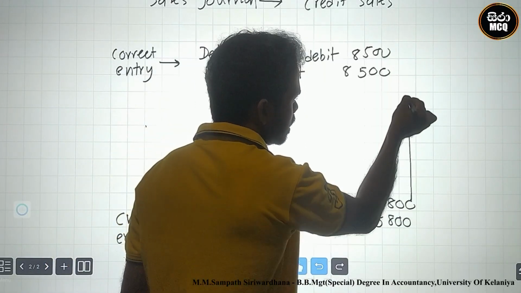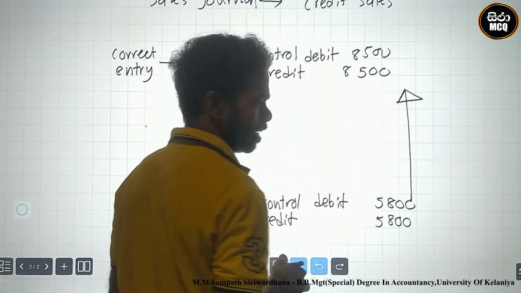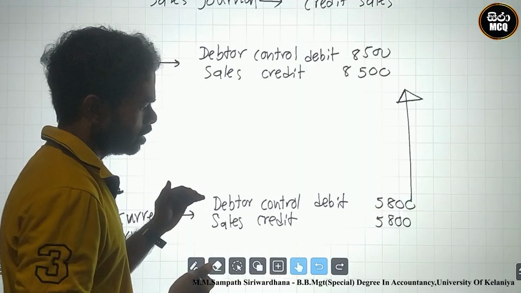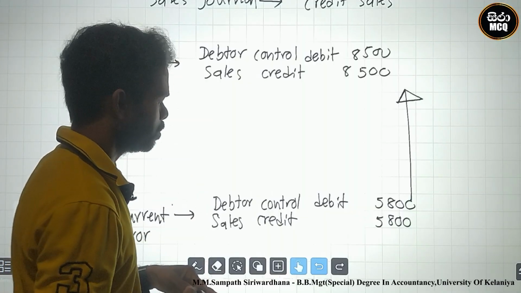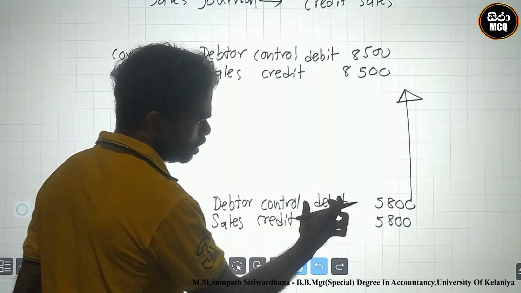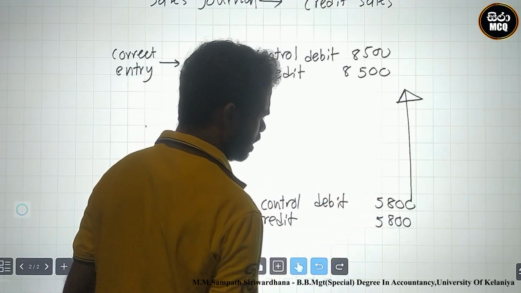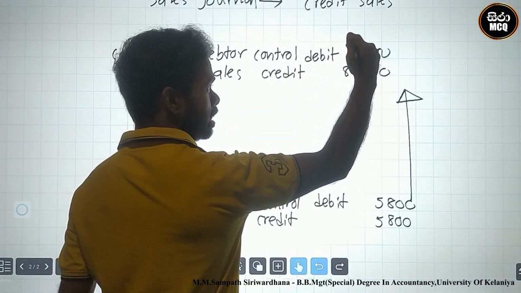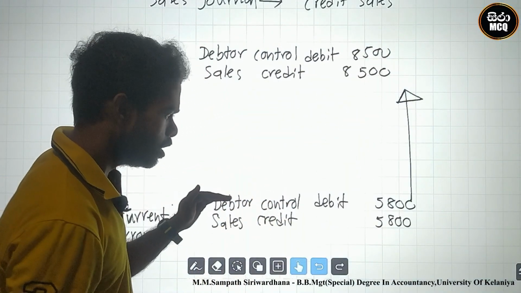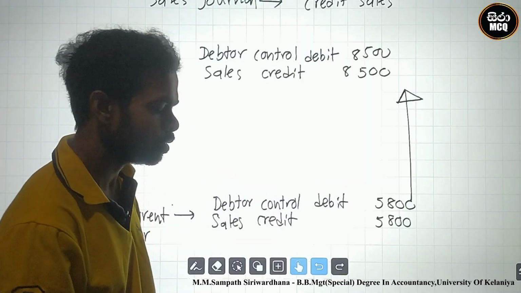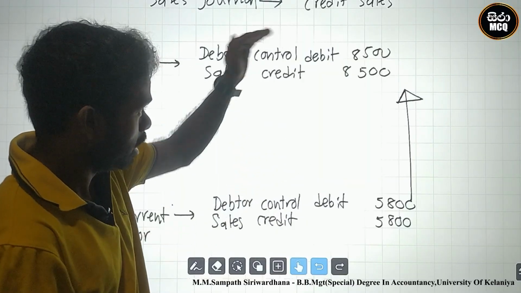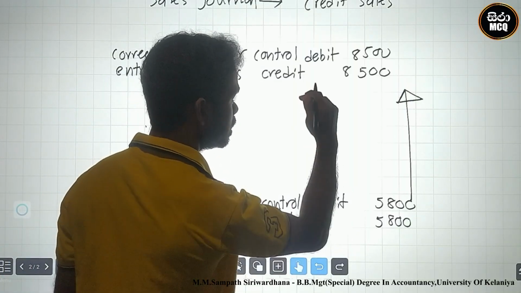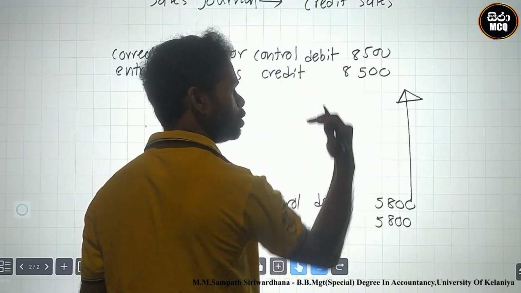To make this correction, we must add some entry to correct this one. Look here, debtor control debit only 5,800. The correct one is 8,500. The current situation is debit 5,800. To rectify this, we must debit the lower value. We must debit another debit short to achieve this.